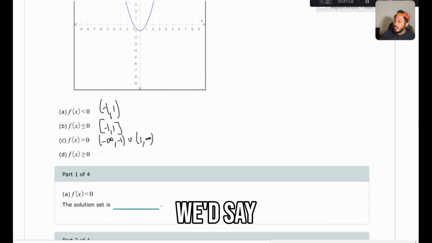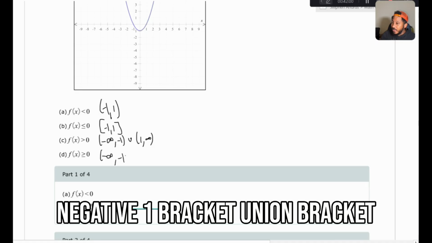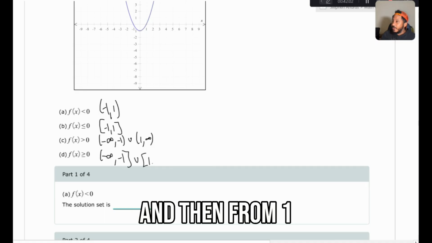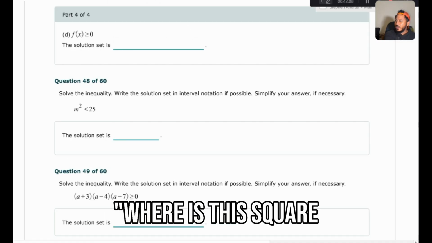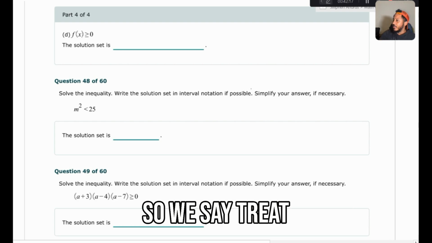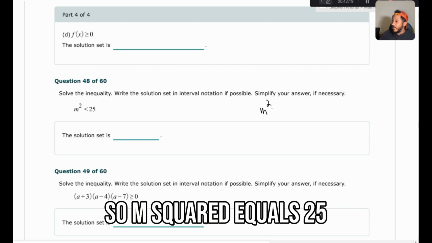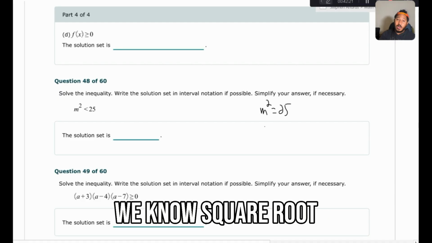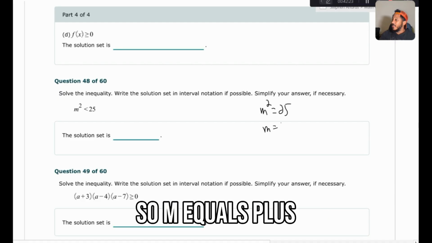We'd say, okay, from negative infinity to negative 1, bracket, union, bracket, and then from 1 to infinity. So this says, where's m squared less than 25? Where's that occurring? So we say treat it like an equal sign, right? So m squared equals 25. We know square root, don't forget the plus or minus, so m equals plus or minus 5.